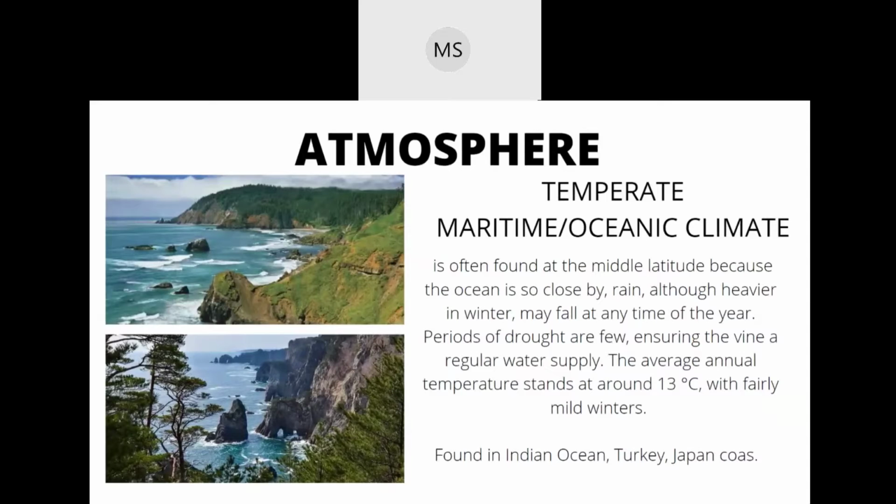The next is temperate maritime or oceanic climate. This climate is often found at the middle latitude because the ocean is so close by. Rain, although heavier in winter, may fall at any time of the year. Periods of drought are few, ensuring a regular water supply. The average annual temperature stands at around 13 degrees Celsius with fairly mild winters. This can be found in the Indian Ocean, Turkey, and Japan coast.